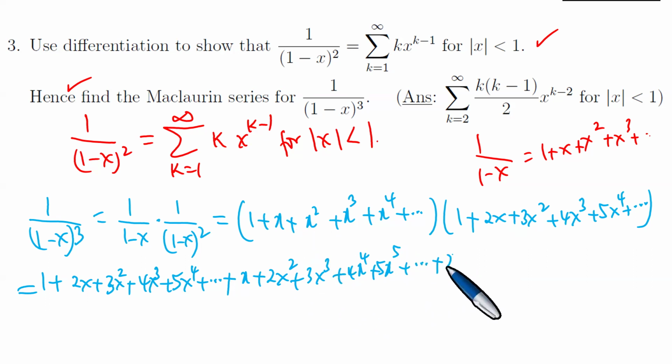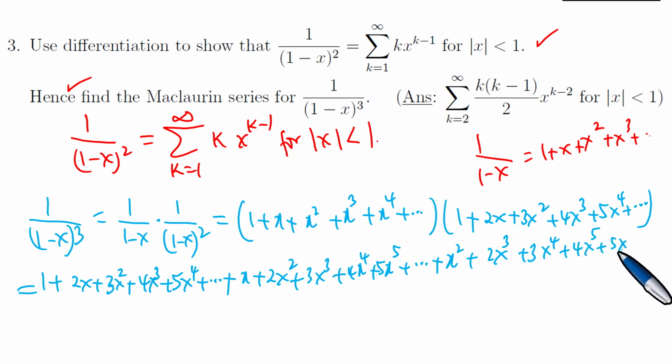By x squared: x squared, 2x cubed, 3x to the fourth, 4x to the fifth, 5x to the sixth.